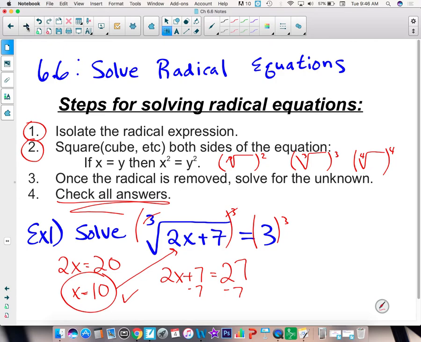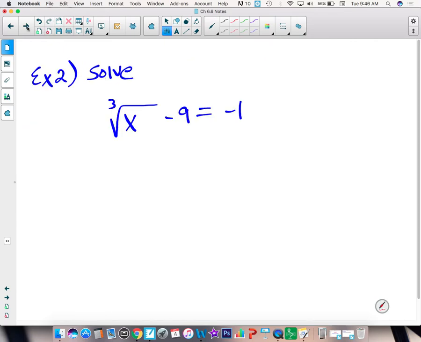All right? Go ahead and write that one down. Okay, steps to solving this one. We don't have the radical by itself yet, so that means we have to move that negative 9 over because it's not underneath the radical. You add 9, then you have cube root of x equals 8.